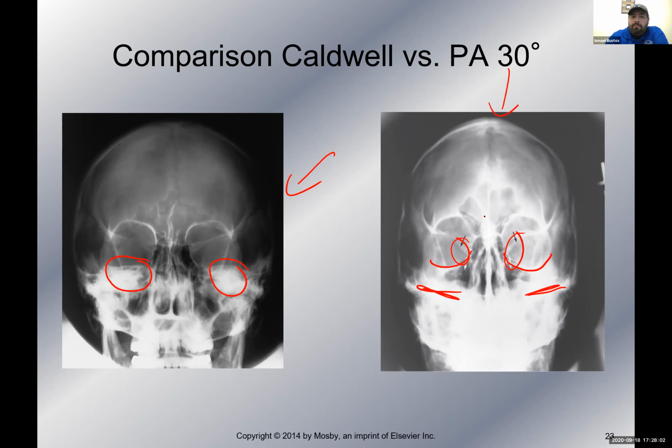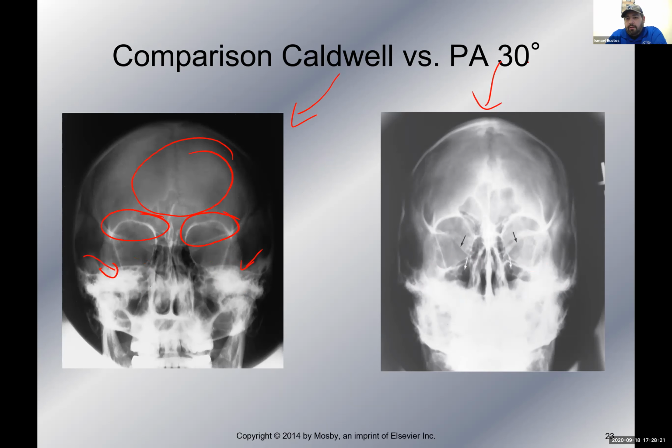So remember, Caldwell, let me erase all this stuff. The Caldwell, we're viewing frontal bone, supraorbital margins. Important thing to remember, ridges are in the lower 1/3. PA 30 degree, ridges are below the orbits because of that increased angle. We can visualize the infraorbital margins and the superior orbital fissures. All right.